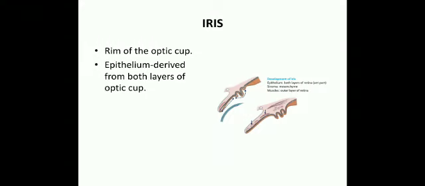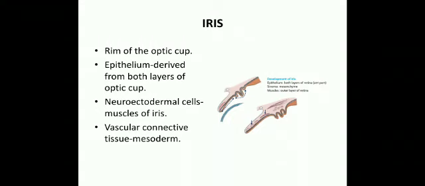The development of the iris: it develops from the rim of the optic cup. The epithelium is derived from both layers of the optic cup, and it is continuous posteriorly with the double-layered epithelium of the ciliary body. The neuroectodermal cells of the optic cup give rise to the muscles of the iris, which include the sphincter and dilator pupillae. The vascular connective tissue develops from the mesoderm.